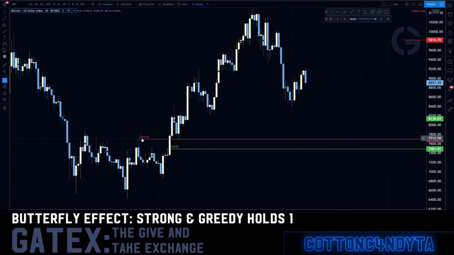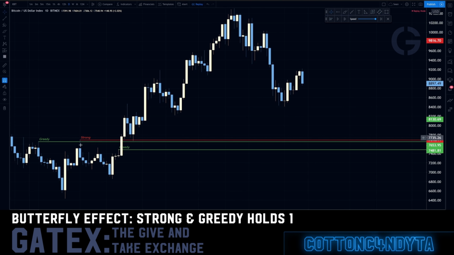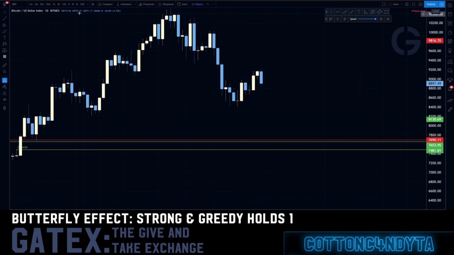So we're going to look at this, and we have this strong and this greedy level here, right? We have these two levels that we want to know how they're going to react. You'd have a couple different levels here too. You'd have this right here as another valley point that could be in this move. We're going to mark it, but we're not really going to pay attention. Really right now, what we're paying attention to is the strong level.